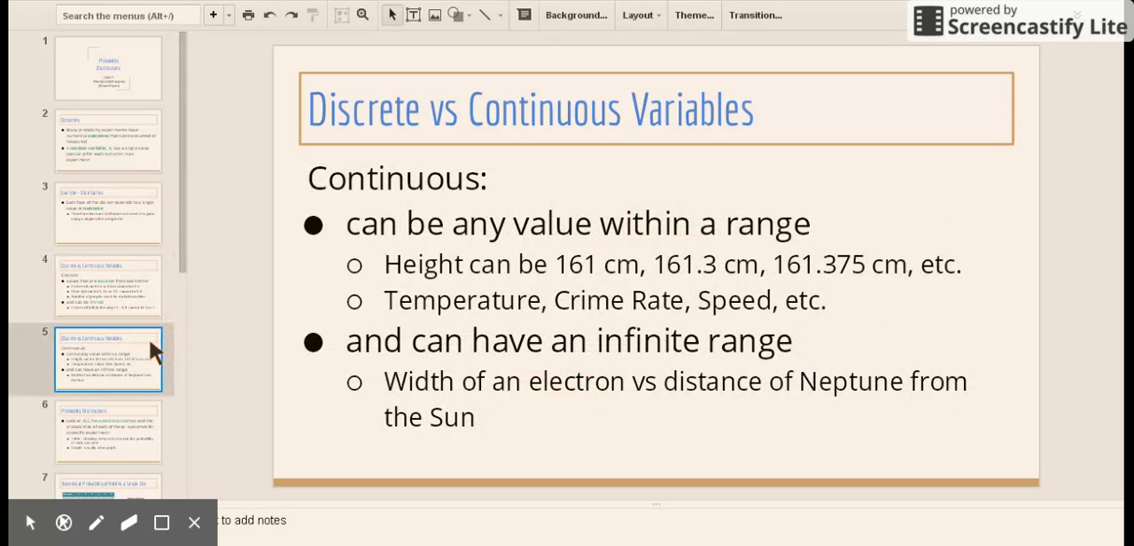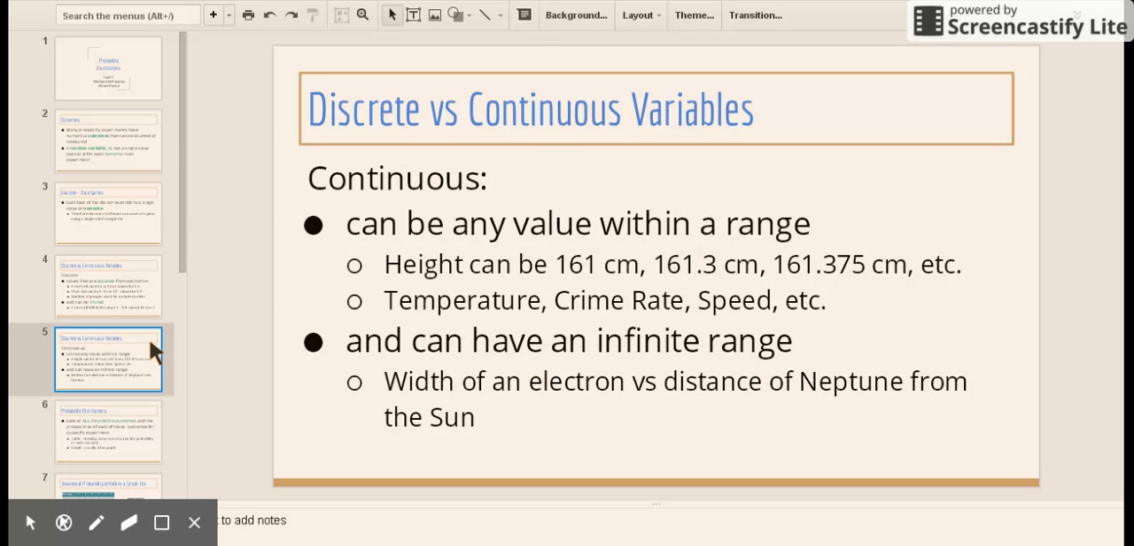In comparison to this, continuous variables can be any value within a range. So for example, height. I can have one person who is 161 centimeters, but someone else could be just a tiny little bit taller than them. They could be 161.3 centimeters. Or if I get even more accurate, I could have someone who's 161.375 centimeters. So I can actually have any value between actual whole numbers there, okay? So temperature, crime rate, speed, all of those are examples of continuous variables. Just depends on how accurately we measure.